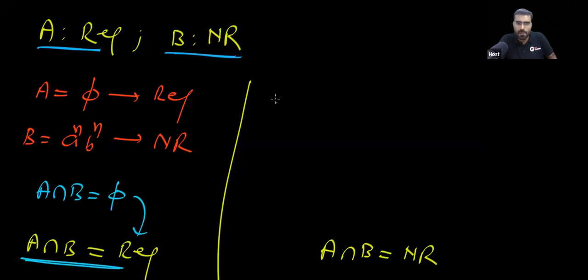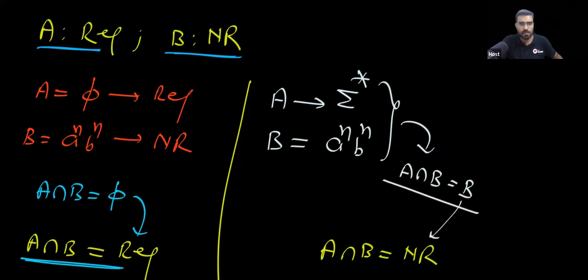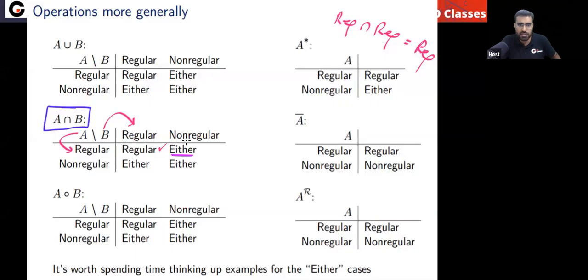Another example: A must be regular, so let's take A equal to sigma star, and B must be non-regular, so you can take a^n b^n. What is their intersection? Their intersection will be B, which is non-regular. Correct? So if A is regular and B is not regular, the result can be anything.